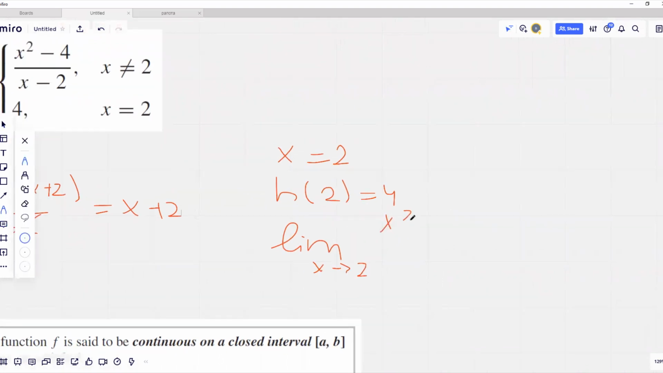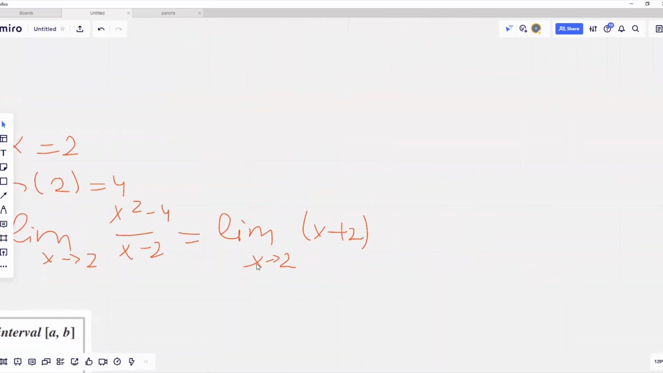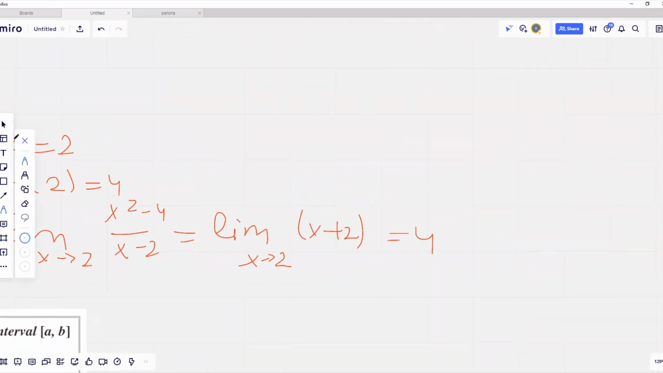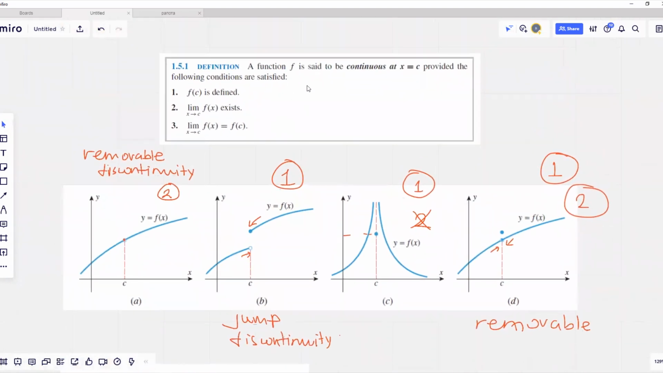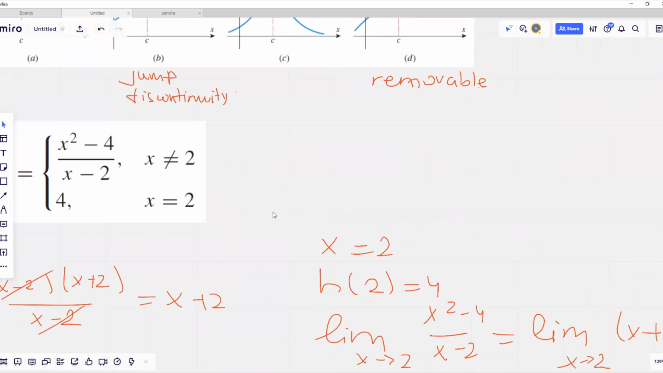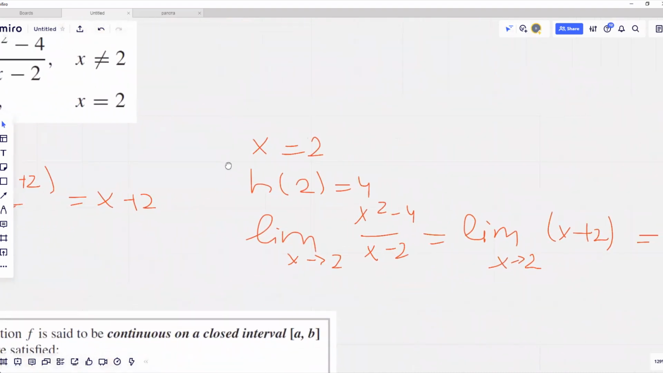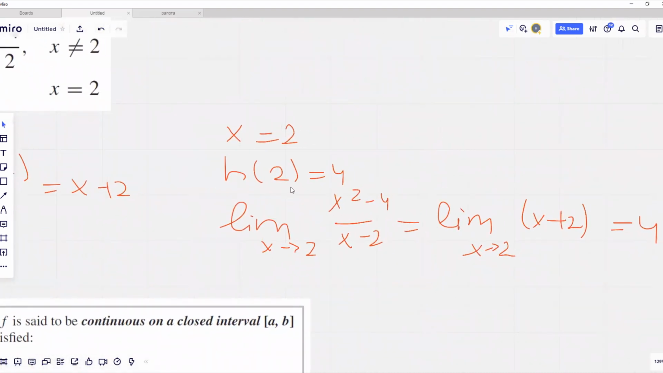of x squared minus 4 over x minus 2 is equal to the limit. If we expand this as a product and cancel out with the term in the denominator, we'll end up with the limit as x is approaching 2 of x plus 2, which is equal to 4. So we have shown that all three conditions for continuity of a function at the point are satisfied, meaning that our function h of x is continuous at point x equals 2.